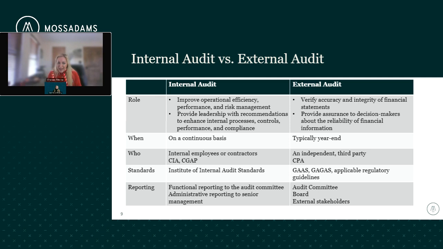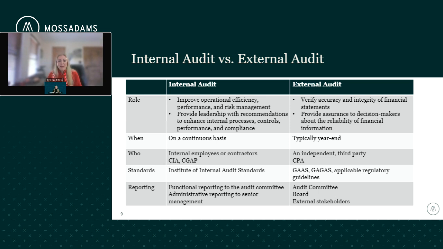When looking at external audit, what are they doing? They are verifying our accuracy and the integrity of our financial statements. So completely different things. Internal audit is looking at the processes, and sometimes the processes around financial statements, around how we come up with our financial statements. But external audit is really going to be driving home, are our numbers accurate? Are they reliable? That sort of thing.